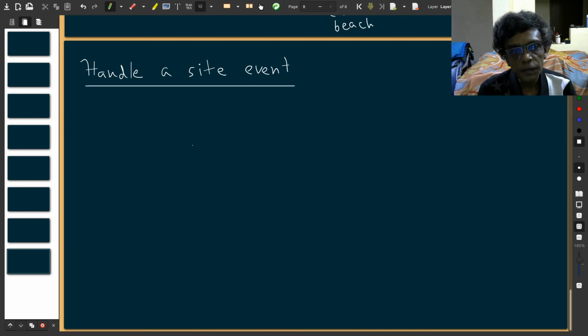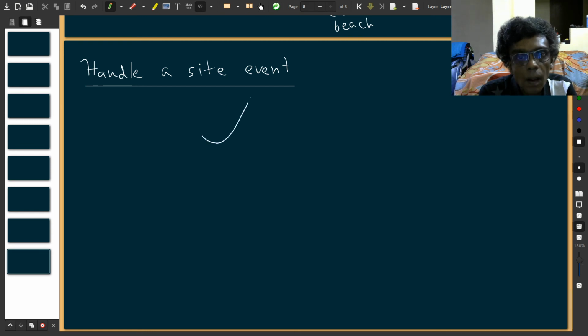A site event means I am introducing a new parabolic arc by breaking an already existing arc. So let us say this is the arc, this is the site event. Let's say we have a situation like this. Okay, and a site is discovered. Let's say this site is Pi. Okay, and let us say this breaks the arc corresponding to site Pj.